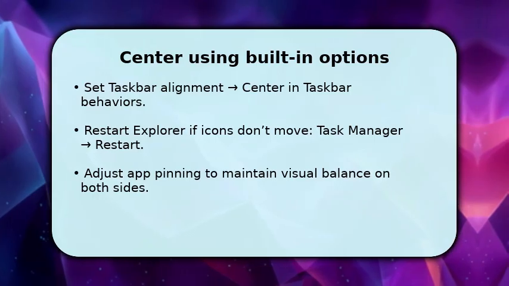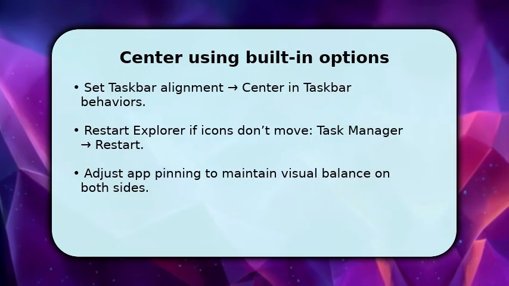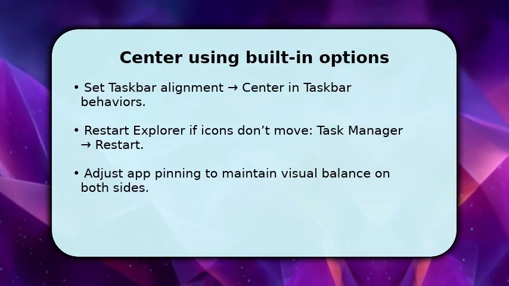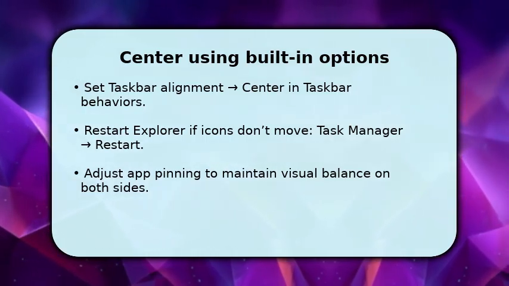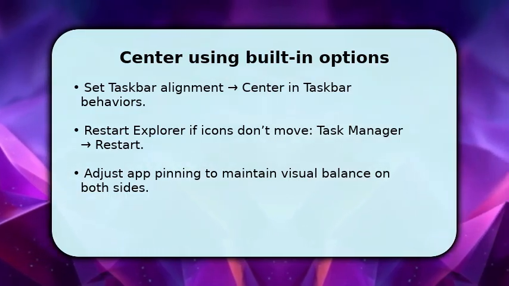Once centered, pin or unpin apps strategically to keep the visual weight balanced around the center. Move frequently used apps closer to the middle. If you need fine-grained spacing, add app groups or use small taskbar buttons. These choices control spacing. You can achieve pixel-perfect centering with a tool like Taskbar X.